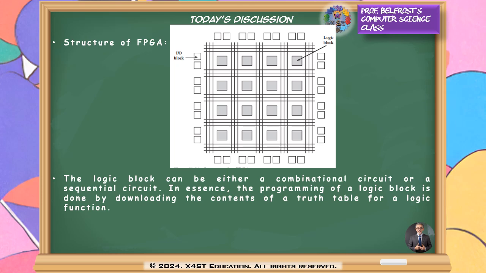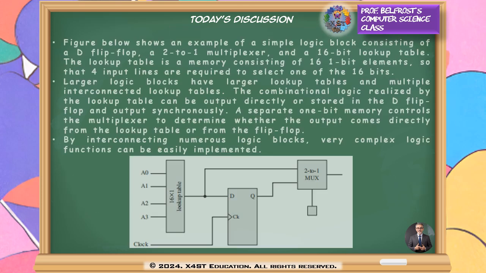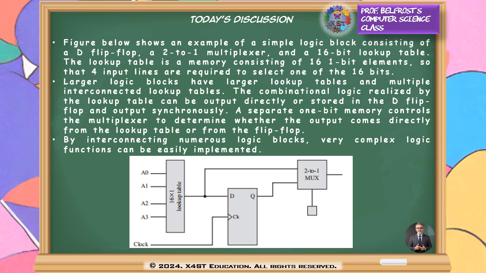So here's the structure of the FPGA. This is the general depiction of the architecture, and a logic block can be either a combinational circuit or a sequential system. In a sense, the programming of a logic block is done by downloading the contents of a truth table for a logic function. The figure below shows an example of a simple logic block consisting of a D flip-flop, a 2 to 1 multiplexer, and a 16-bit lookup table. The lookup table is a memory consisting of 16 1-bit elements, so four input lines are required to select one of the 16 bits.